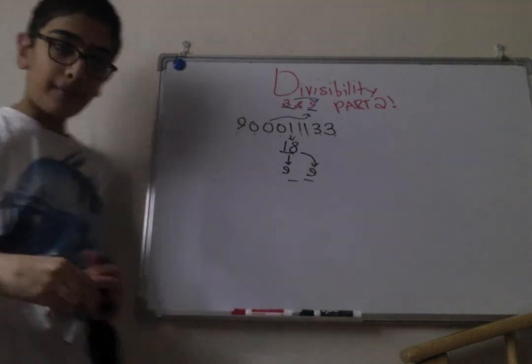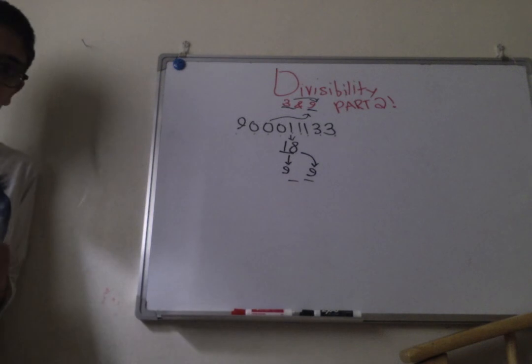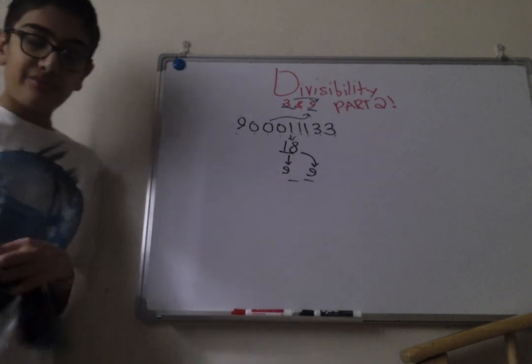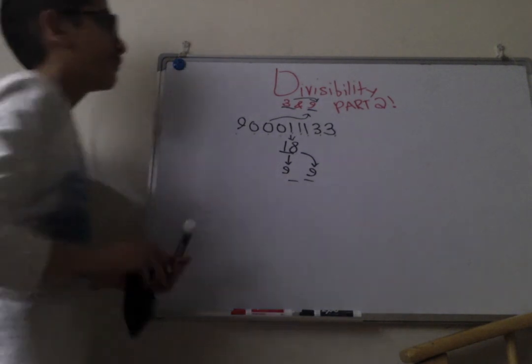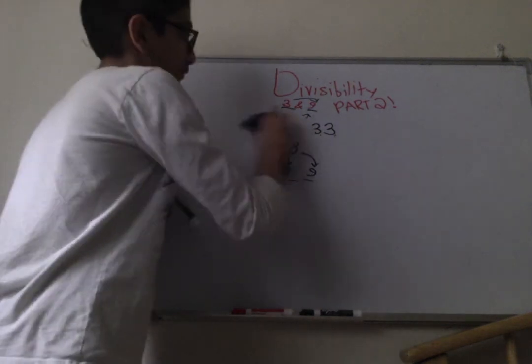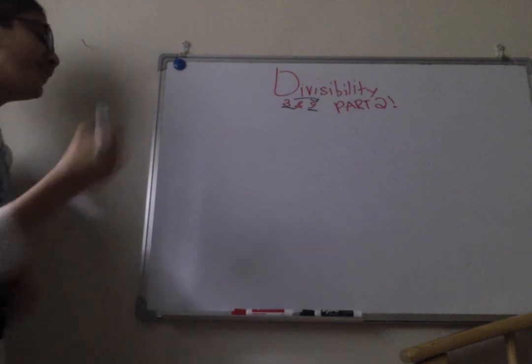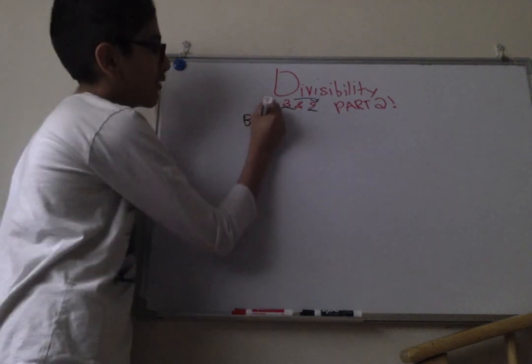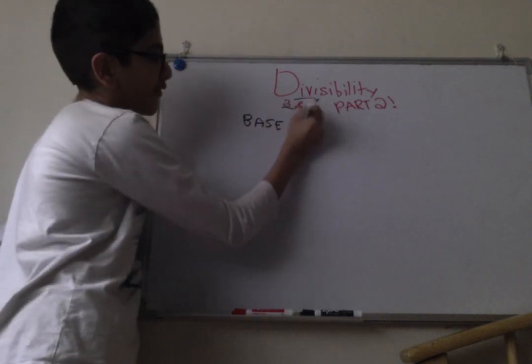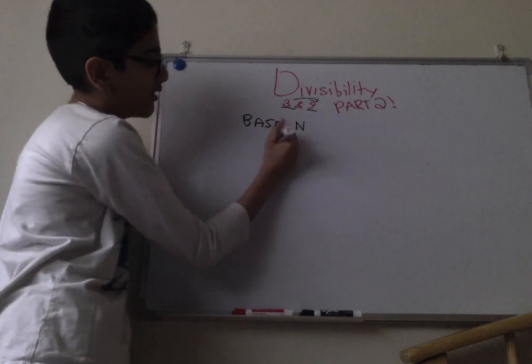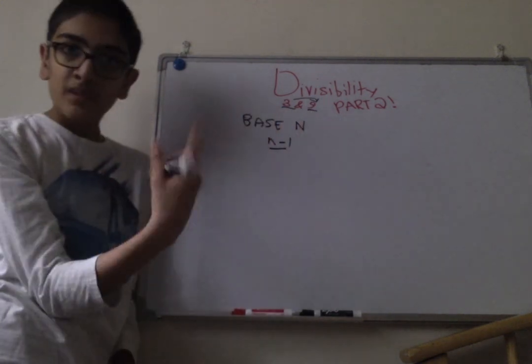So, yeah. I hope you enjoyed this video. We've gone over the divisibility of 3 and 9. And also, we learned that in any base n, when you're trying to find the divisibility rule of n minus 1, you just add the digits.